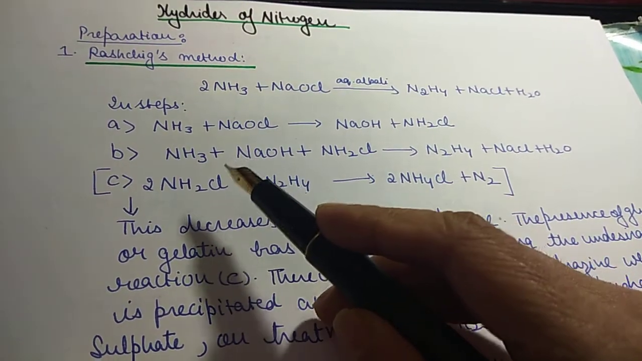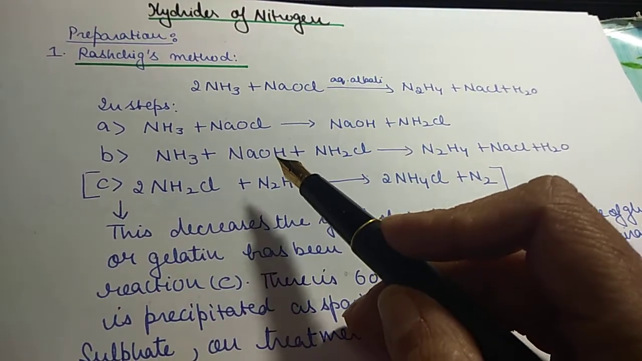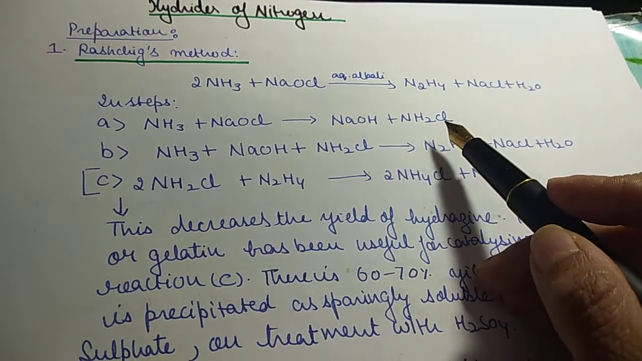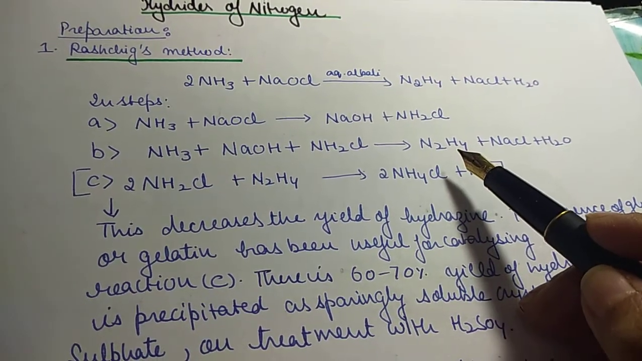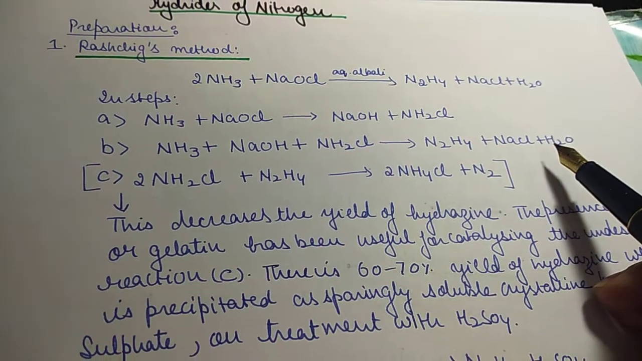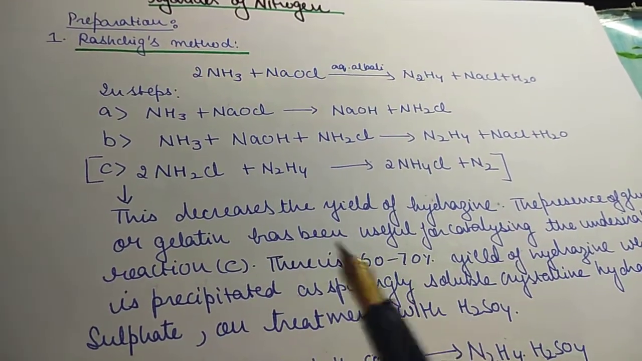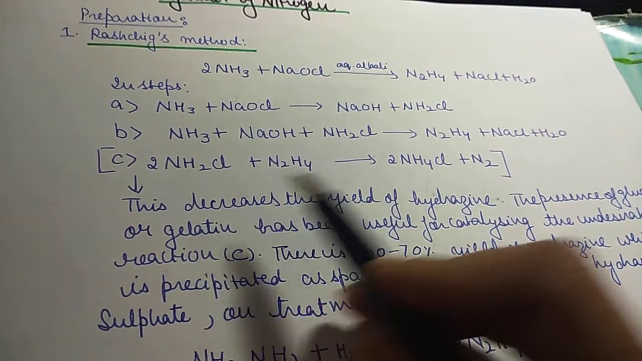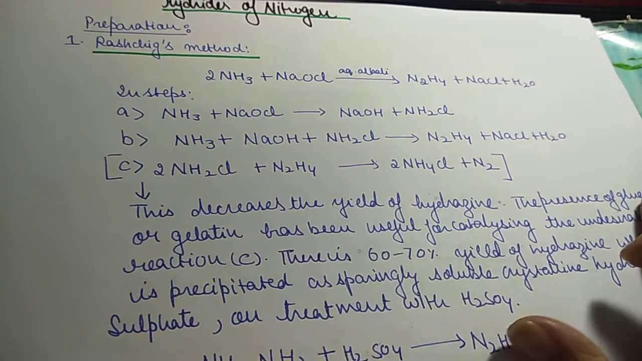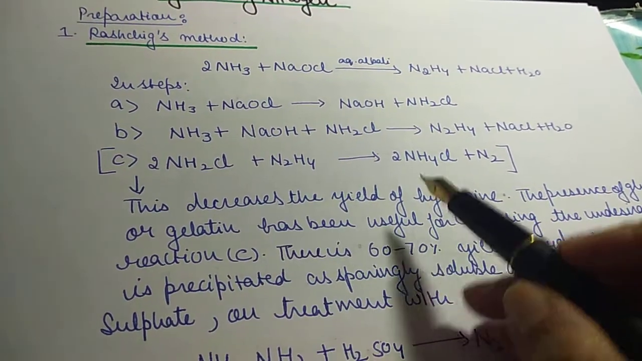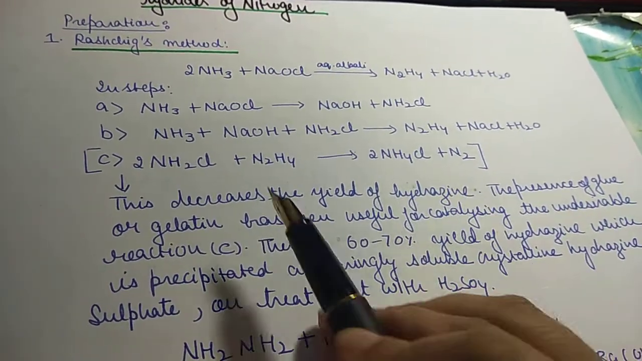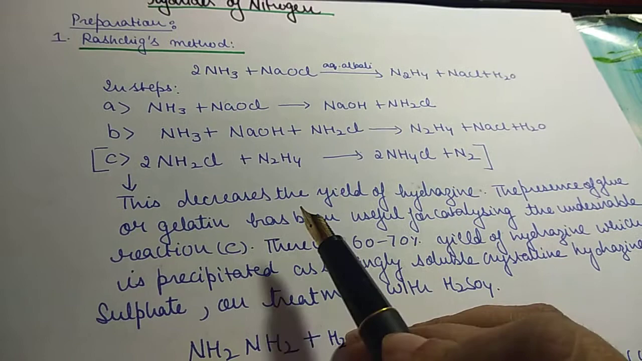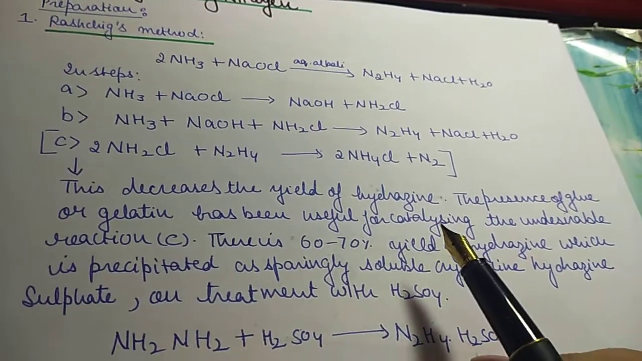In the second step, ammonia reacts with NaOH and the NH2Cl formed. So, we get hydrazine, NaCl and water. Now, one of the drawbacks of this reaction is that NH2Cl reacts with hydrazine to give ammonium chloride and nitrogen. And this reaction decreases the yield of hydrazine.